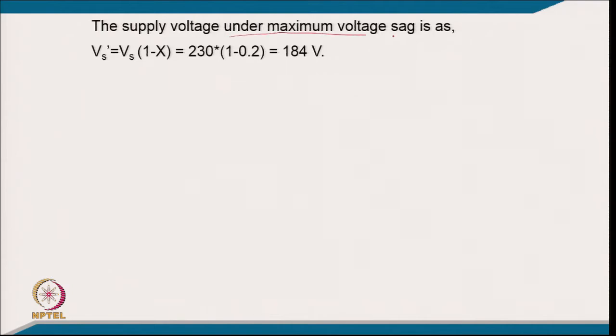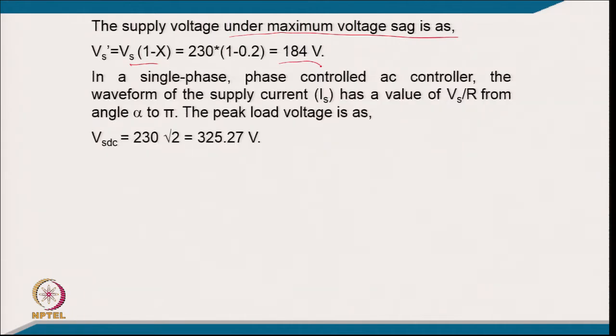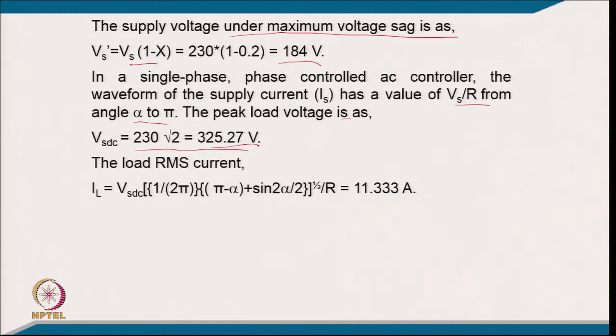The supply voltage under the maximum voltage sag: X is here 0.8, so the voltage reduces to 184. In a single phase control AC controller, the waveform of supply current has a value of Vs upon R from alpha to pi. The voltage of supply under nominal condition is 230 volt, so the peak is 230 into root 2, that is 325.27 volt.